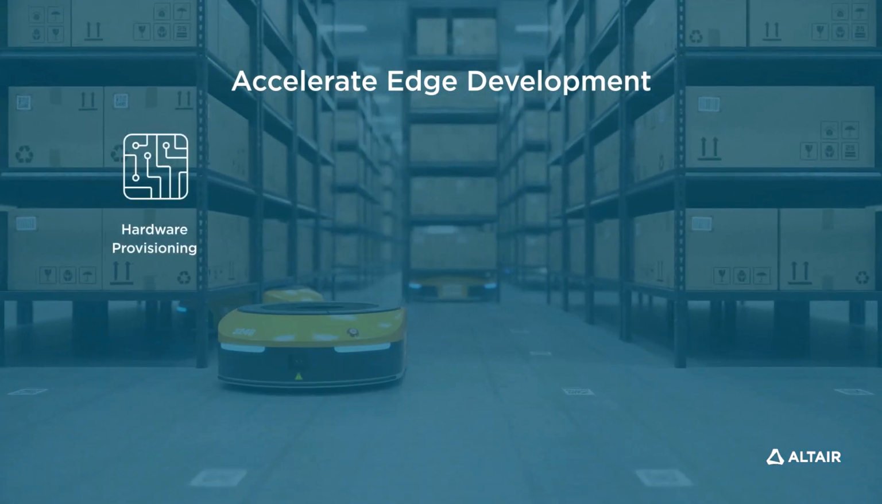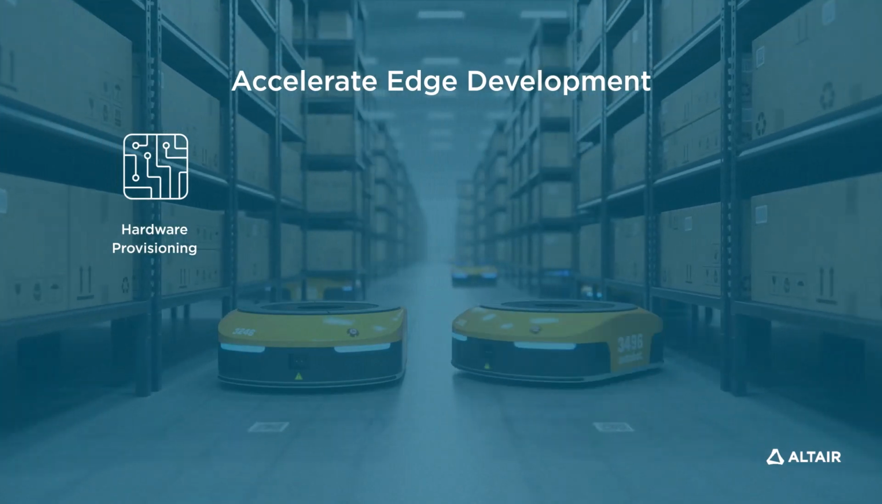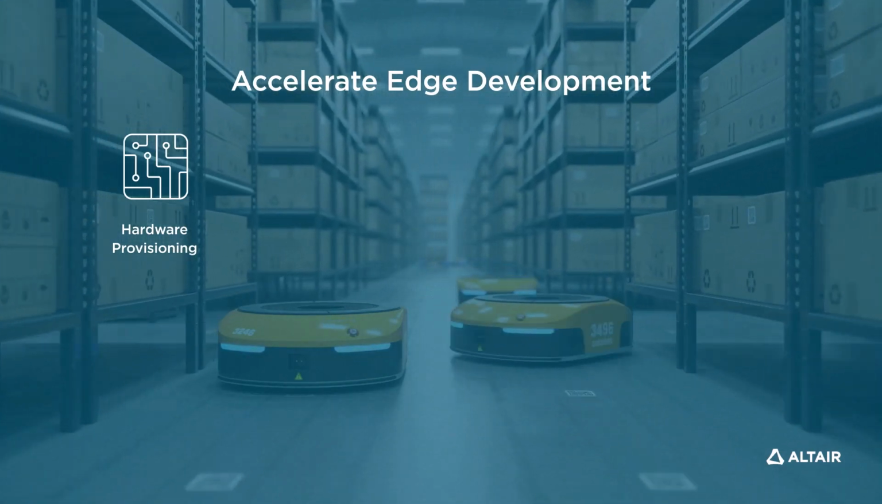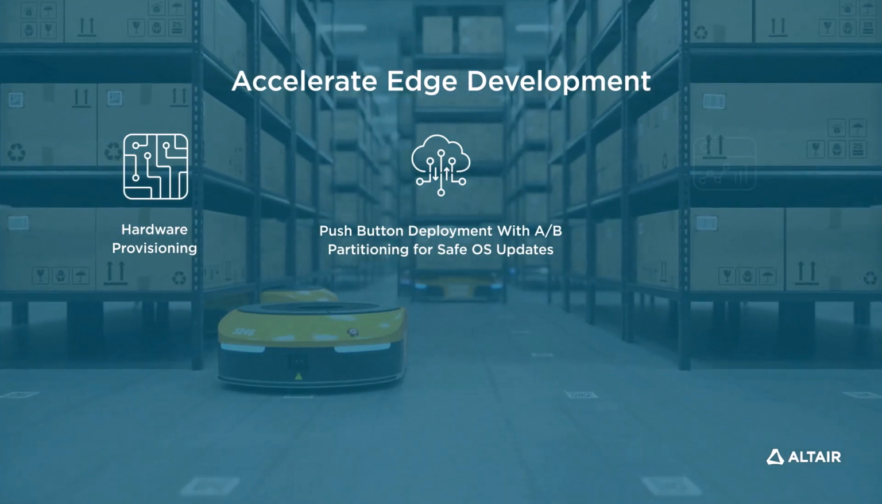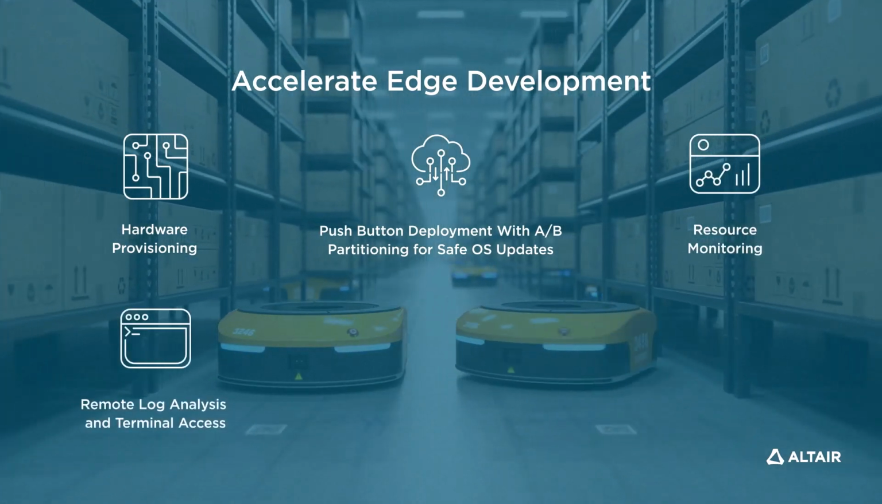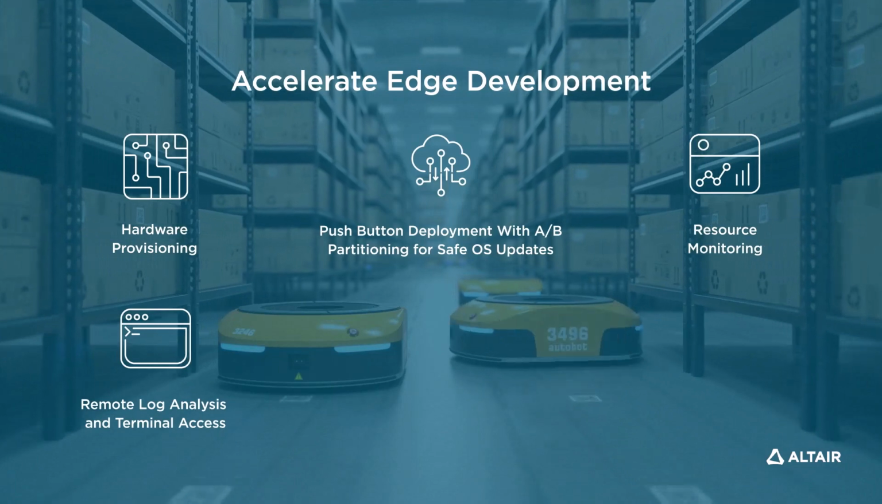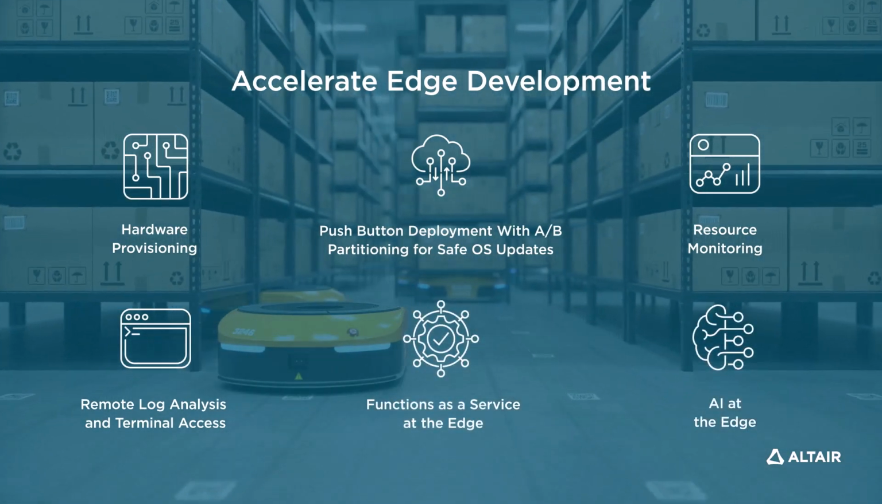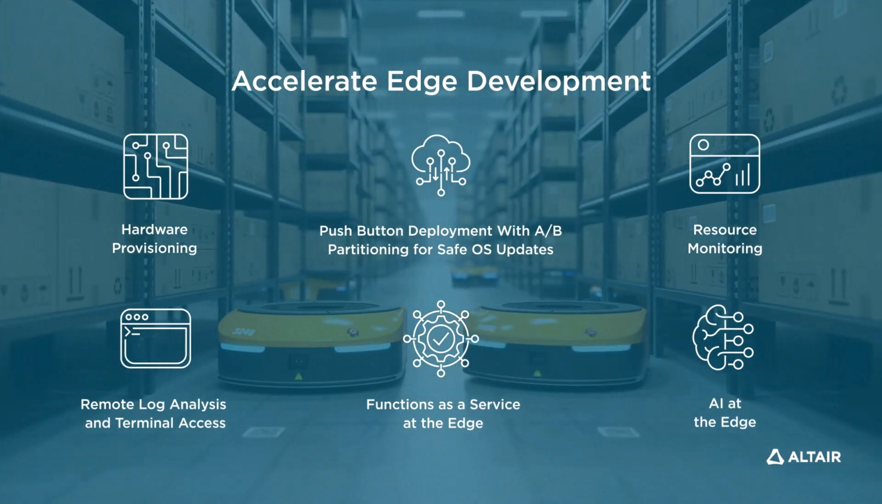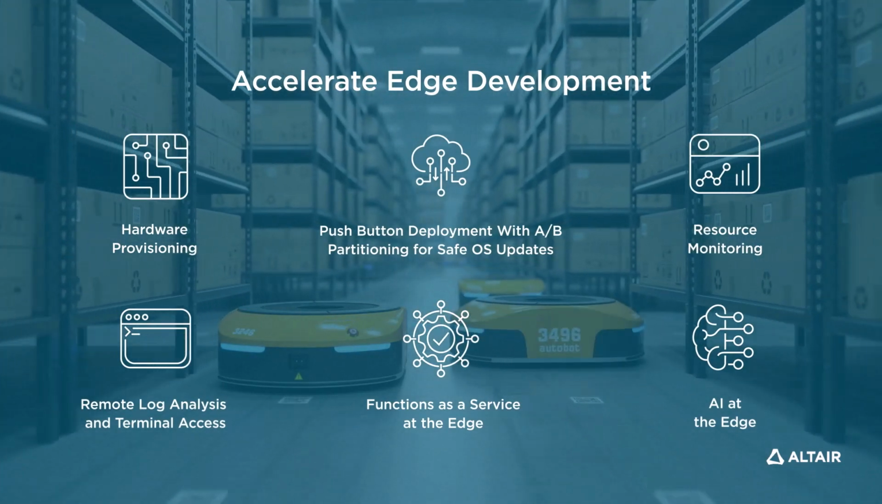EdgeOps brings modern web development methodology to the edge, giving you hardware provisioning, push-button deployment with A/B partitioning for safe OS updates, resource monitoring, remote log analysis and terminal access, functions as a service at the edge, and AI at the edge. Together, these things give you a robust environment to deploy, monitor, and improve your edge automation.